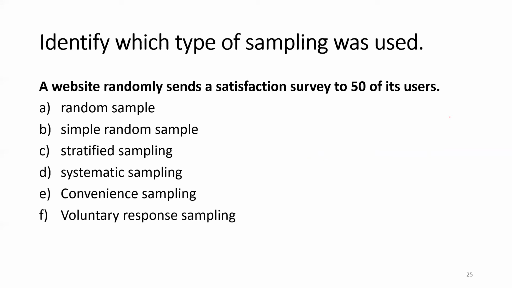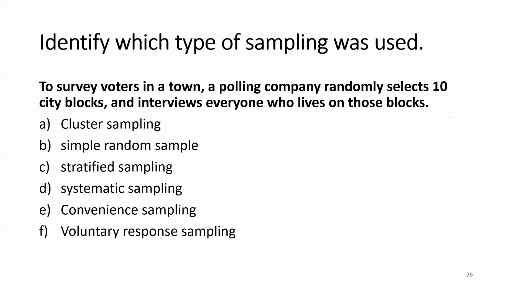Then a website randomly sends a satisfaction survey to 50 of its users. This would be a simple random sample, because it just picked 50, and it does say it was done randomly, so it's a simple random sample. To survey voters in a town, a polling company randomly selects 10 city blocks and interviews everyone who lives on these blocks. That's like picking the precincts. That would be what we call cluster sampling.